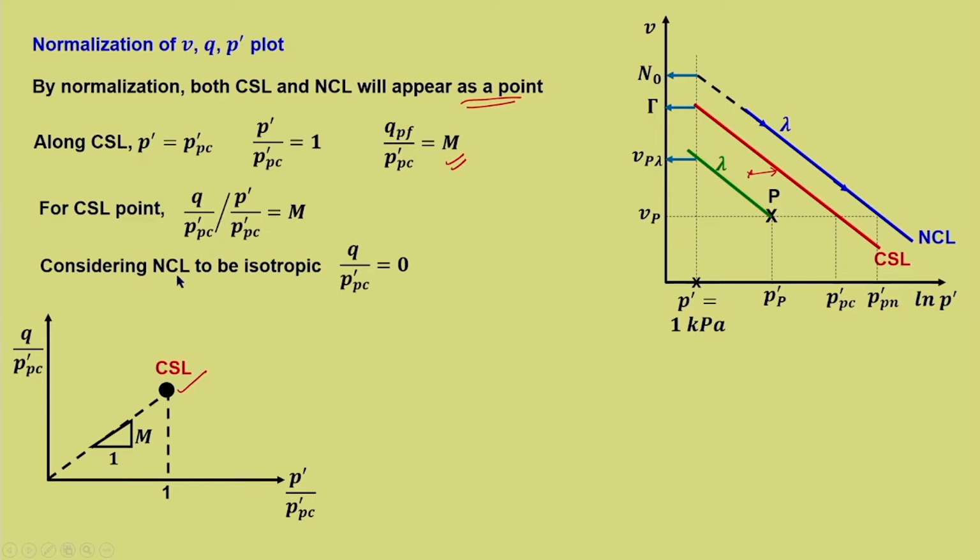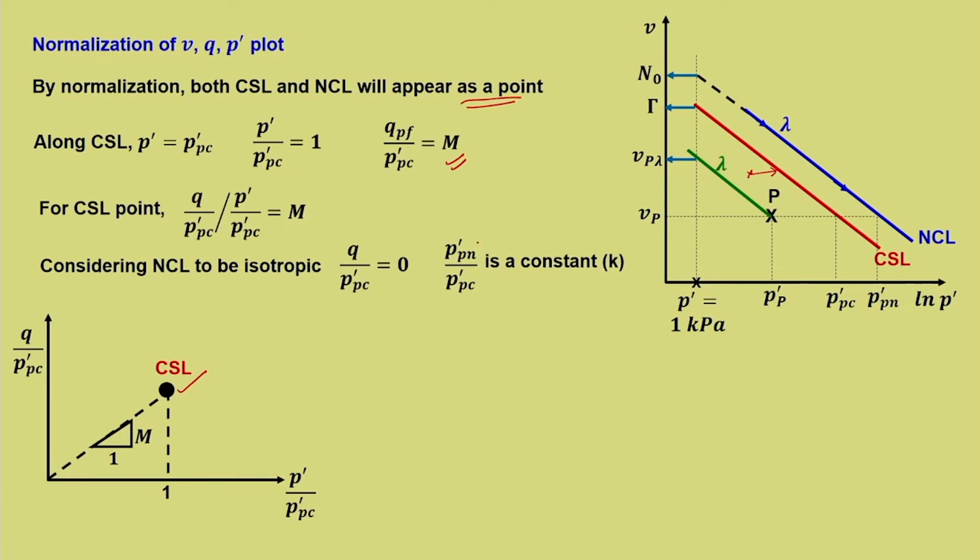Now, for considering NCL to be isotropic, let us say that the initial point is isotropic. So, in that case sigma 1 dash minus sigma 3 dash is equal to 0, that is Q is equal to 0, hence Q upon P dash Pc is equal to 0. So, this Q is 0. So, NCL will be represented by a point anywhere on this particular line where it is 0.